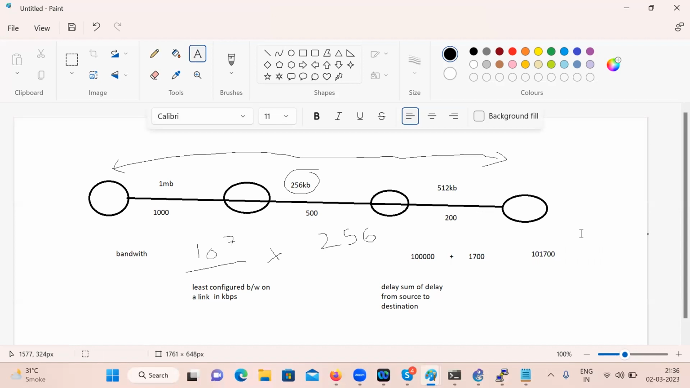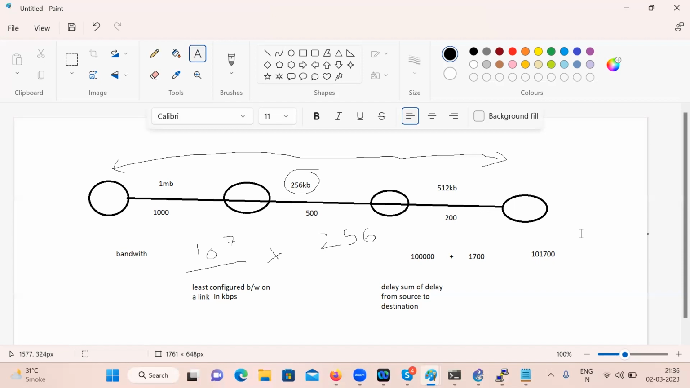10 raised to 7 divided by least configured bandwidth on a link in kbps, into 256. That is the calculation for bandwidth. For delay, the calculation is sum of delay from source to destination. Sum means addition. Sum of delay from source to destination, and that will be the value.